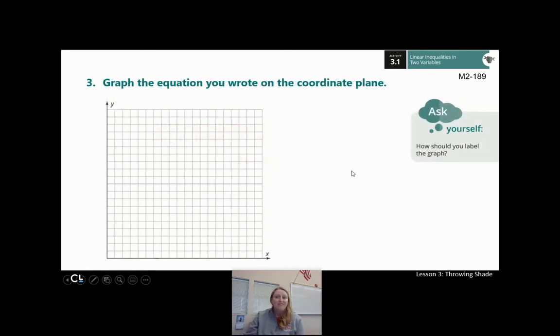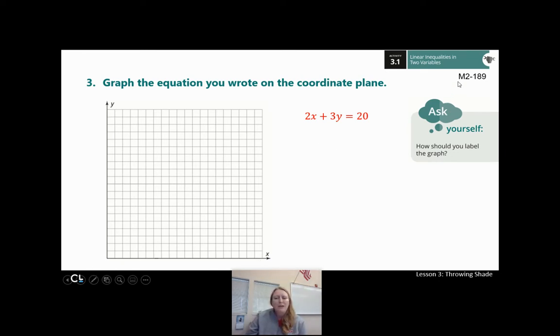Let's graph it. Shall we graph it? Here, I'll bring my equation back up again. Let's graph it. I would recommend finding the x-intercept and the y-intercept, probably the easiest way to graph it. Also, make sure you label your graph. Do you notice the graph isn't labeled? So make sure that you label your graph as well.